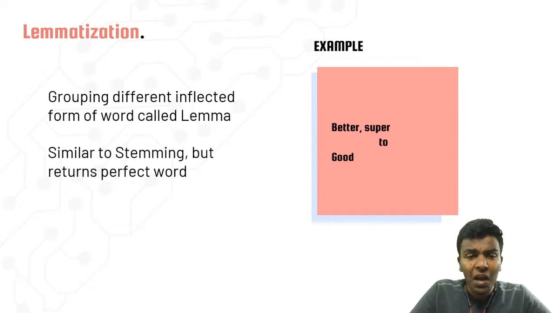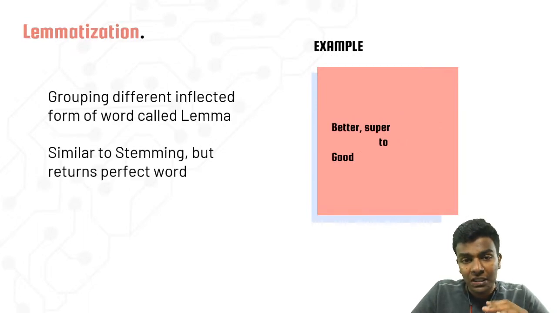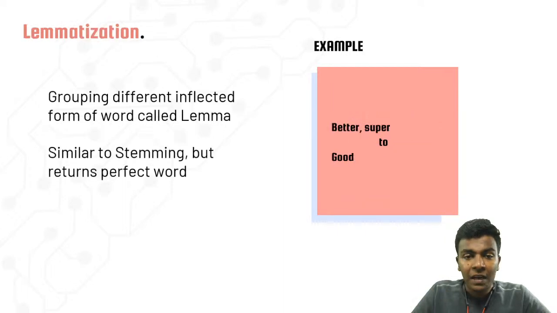Okay, and then there is another process called lemmatization, which is also very similar to stemming. If you just see this example: here, grouping different inflected forms of a word is called lemma. It can identify the root word only if the word is very similar to it.